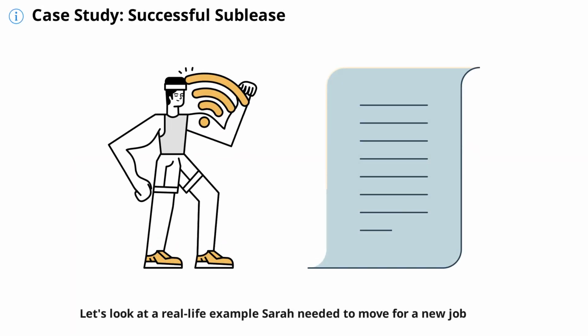Let's look at a real-life example. Sarah needed to move for a new job but had 6 months left on her apartment lease. She found a subtenant, Mark, after getting her landlord's approval. They signed a clear sublease agreement, and Mark paid rent on time. When Sarah returned, the apartment was in good condition, and both parties were satisfied. This case highlights the importance of communication, documentation, and following proper procedures.